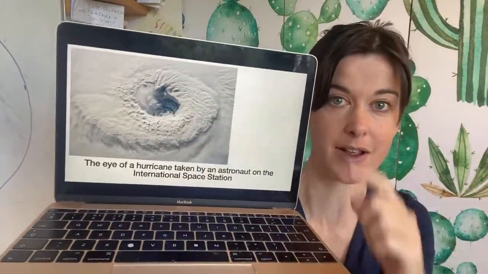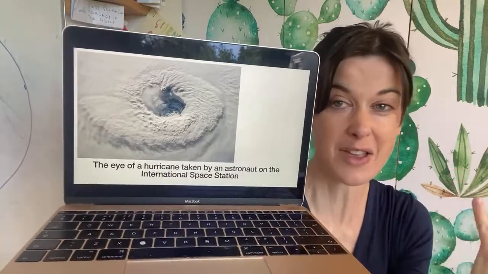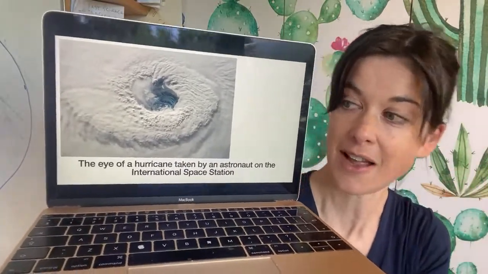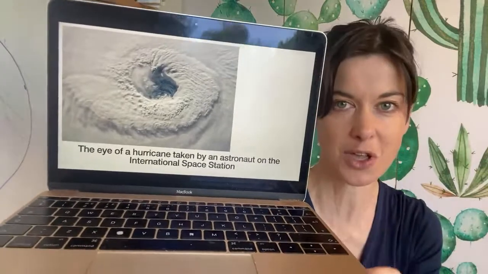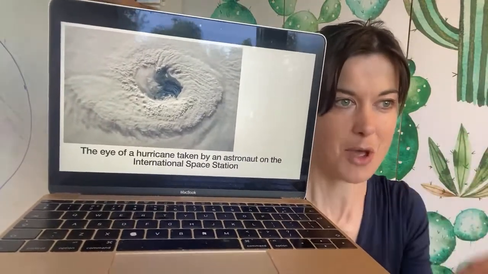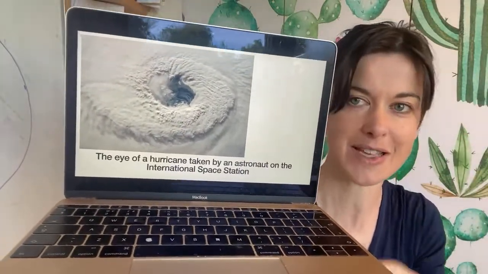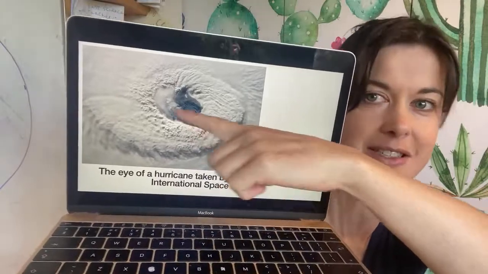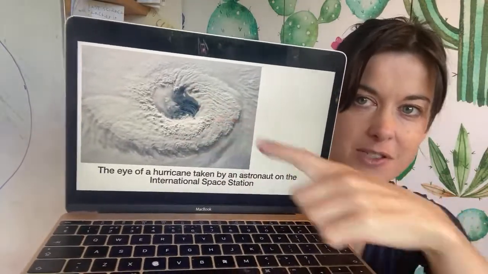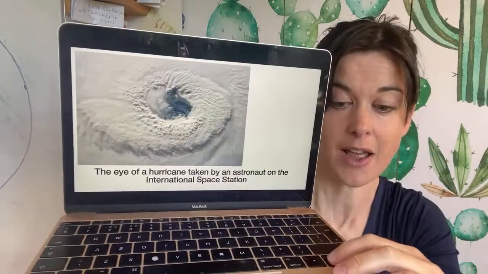Hurricanes do have eyes, and their eyes can be like 3-5 miles across. This is a photo taken by an actual human that was on a spaceship orbiting Earth, because humans are amazing. Imagine actually looking at that and just taking a picture of it with your phone. So this is the eye of the hurricane.